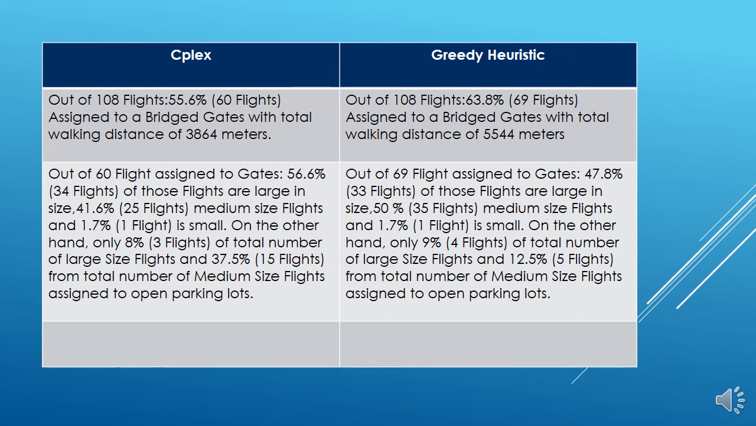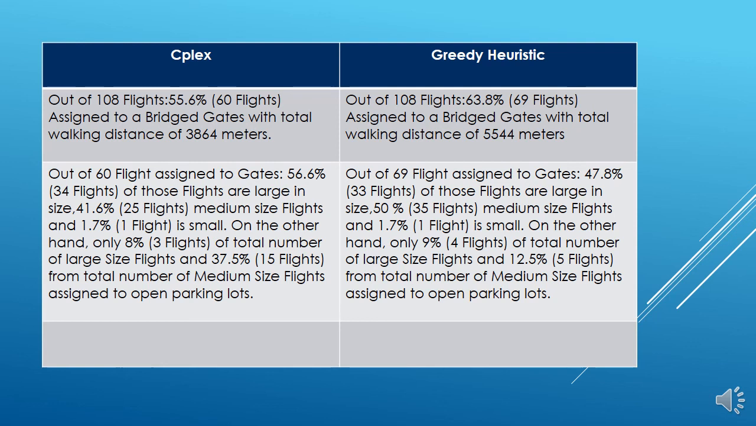Out of 60 flights assigned to gates in simplex, 56.6% of those flights are large in size, 41% are medium in size, and 1% are small in size, while 8% of large flights and 37.5% of medium flights were assigned to open parking.